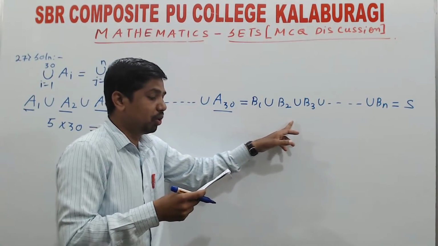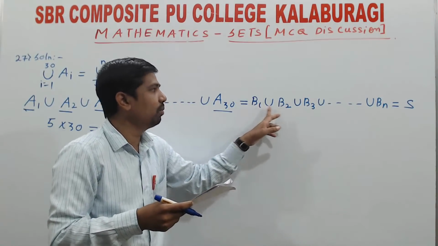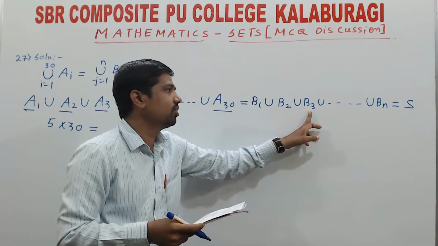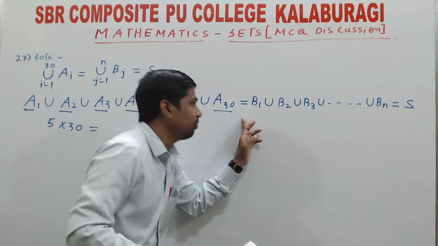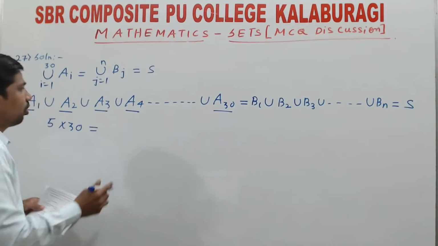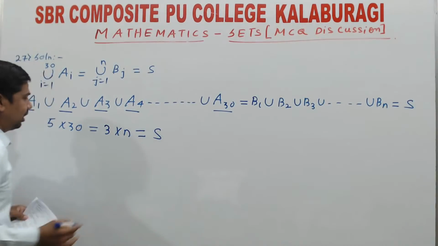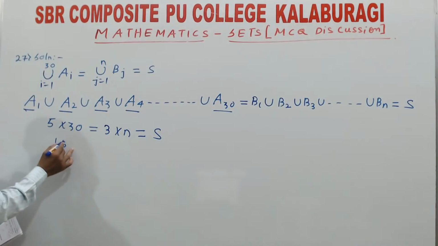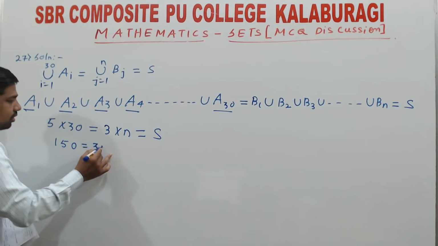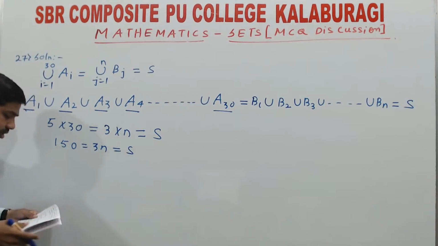B1, B2, B3 have 3 elements each. So in these 3 elements, in these 3 elements, let us assume all those 3 elements are different. So if I take the union of all these Bn, how many elements are there? 3 into n is equal to S. 5 thirties are 150. So 150 is equal to 3n is equal to S.